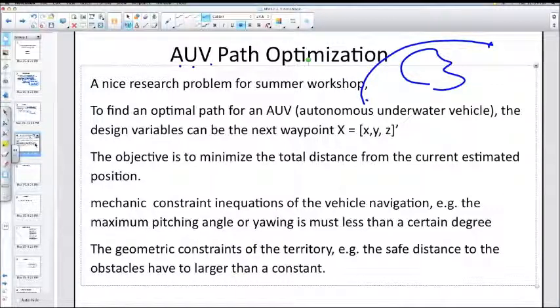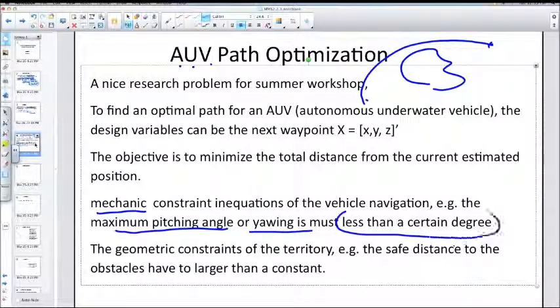Then what kind of constraints could you have? Of course, you have the mechanical constraint. That means your pitching angle has a limit. You cannot pitch vertically probably. And your yawing angle could have a range in each time. So that's a mechanical constraint. Typically, it's less than a certain degree. You cannot say you have to be equal to 30 degrees. Usually it's less than 30 degrees. That's an inequality.